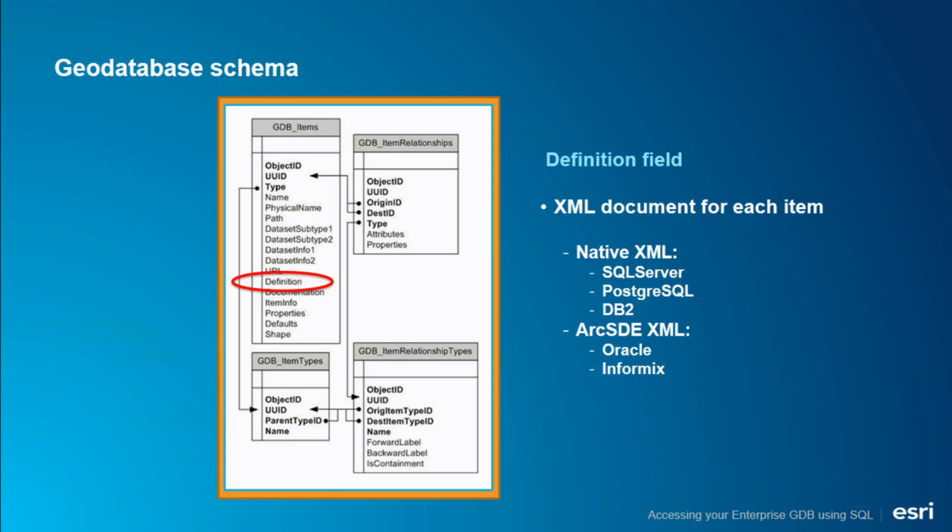This table has an XML field. It's going to contain a significant amount of information about the complete description of that item. So for SQL Server, Postgres, and DB2, this is going to be a native XML data type. And for Oracle and Informix, it's going to be an ArcSDE XML that's used for storage.